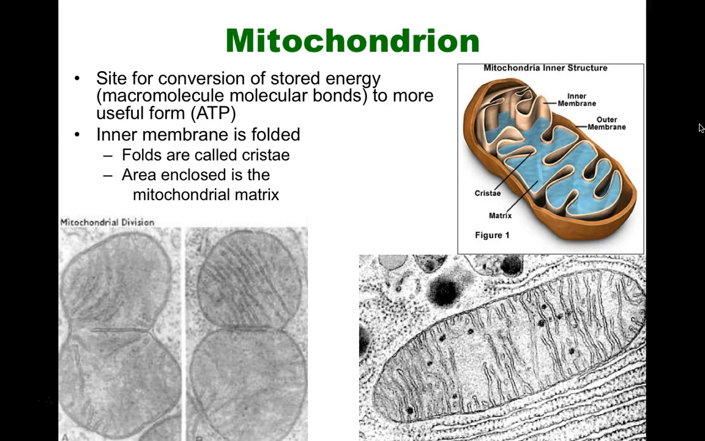We'll talk more about the function of mitochondria as we get through the chapter on metabolism, but keep in mind the mitochondria is the powerhouse or the location for the formation of chemicals that have potential energy to do work, and that chemical is called ATP.